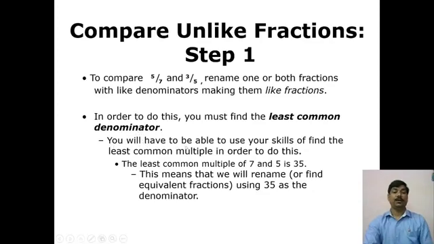You will have to use your skill to find the least common multiple in order to do this. The least common multiple of 7 and 5. You have to find the LCM of the denominators of both fractions. The denominators of both fractions are 7 and 5. So the LCM is 35.